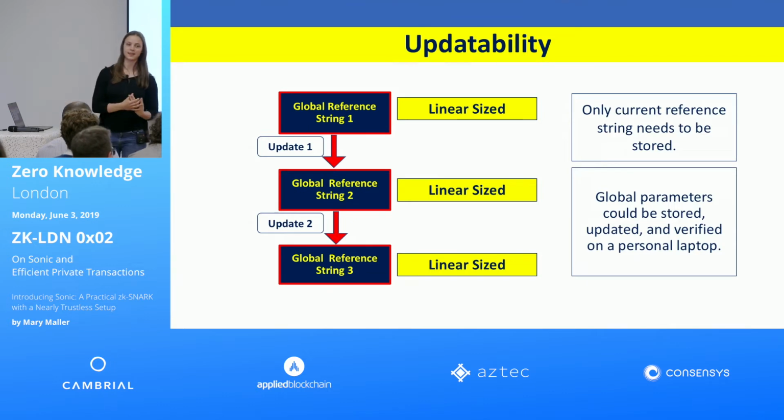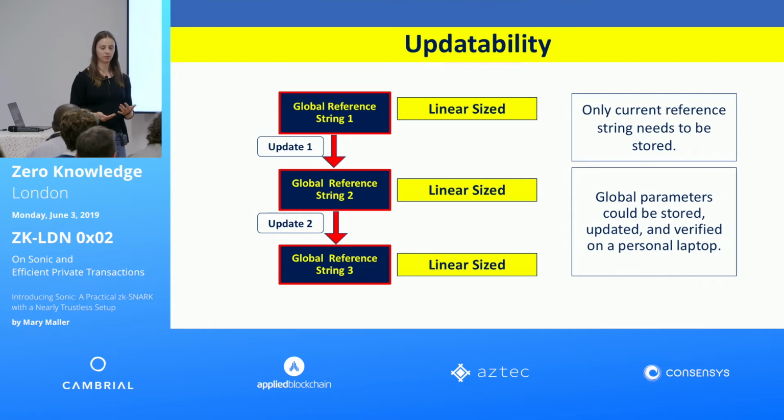Okay, and this is the thing saying that these global parameters could be stored, updated, and verified on a personal laptop. I say moderate, they are quite large circuits, but I'm probably talking somewhere between 1 million and 1 billion gates, something like that.